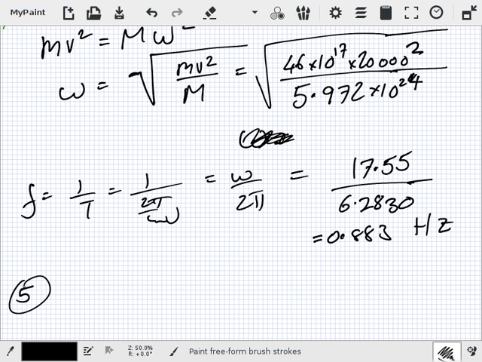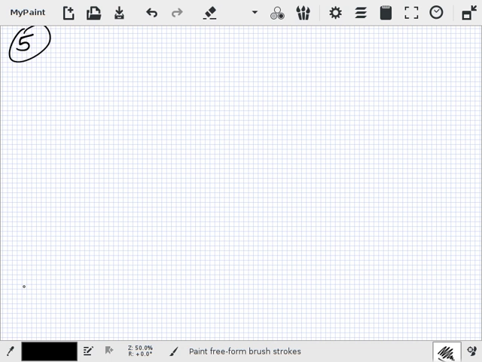Number 5 is kind of a hard one as well, and so is number 6. But the bad news for you is both 5 and 6 could be and have been exam questions. So, number 5.